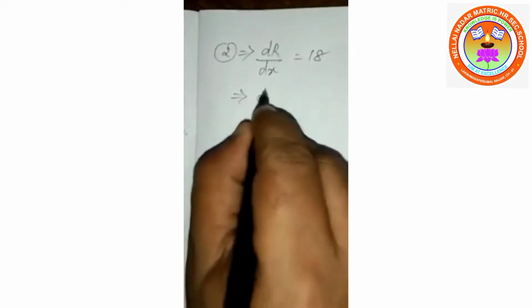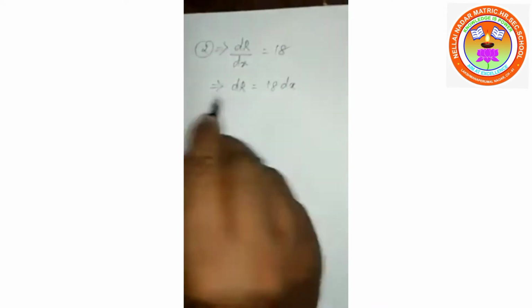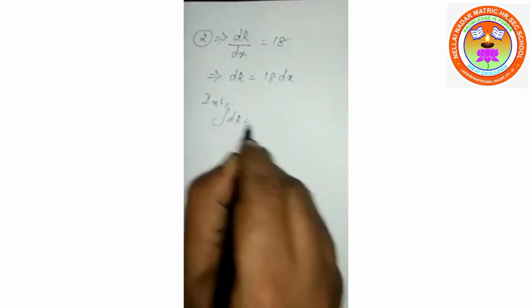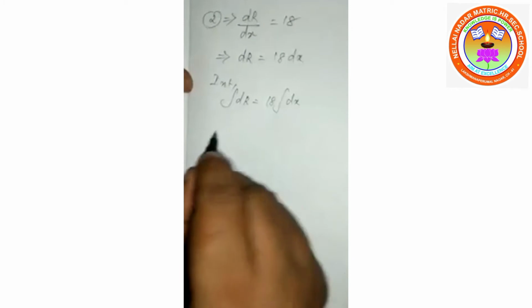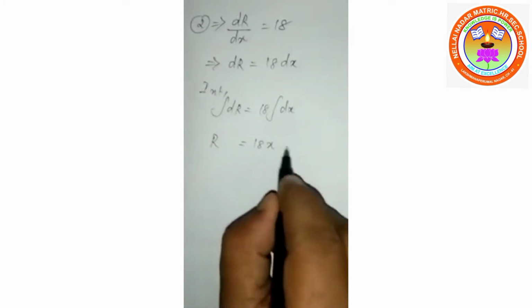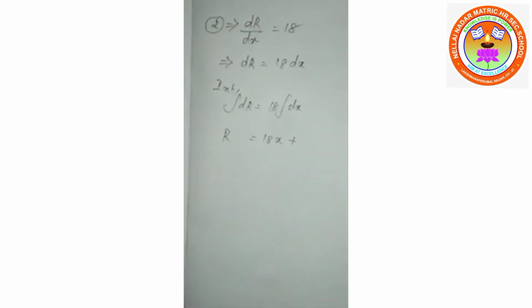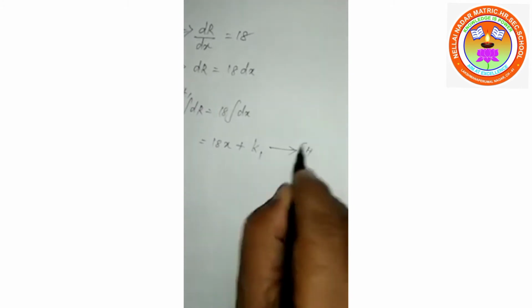Now I am retaining dr on the left hand side. You just cross multiply 18 dx. Then variables are separated. Then you have to integrate on both sides. Integral dr equals 18 integral dx. Integral dr is r, 18 is a constant, as it is, integral dx is x. Then you can introduce the constant. Already we have introduced k over here, so I am introducing k1. Let it be number 4.